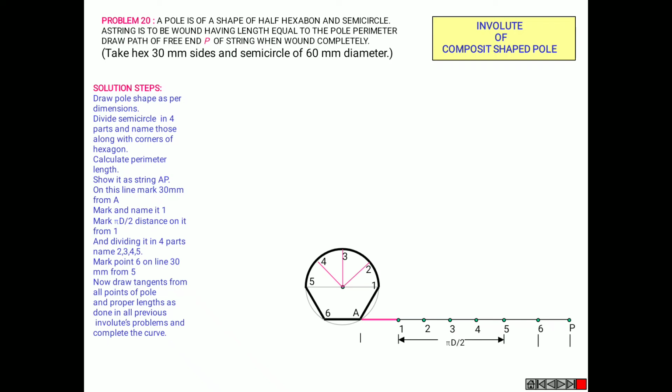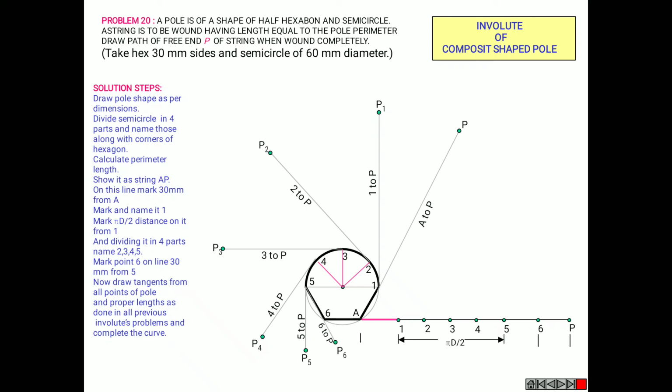Now as usual we need to draw tangents from all the points of poles. See, from 1, so this is through A, this is from 1, so 1 it is directly a perpendicular line or a tangent to your circle. 2 it's a perpendicular line and tangent to the circle through 2. Similarly to 3, 4, 5, and again from 6, and A is already existing. So these are the lines.